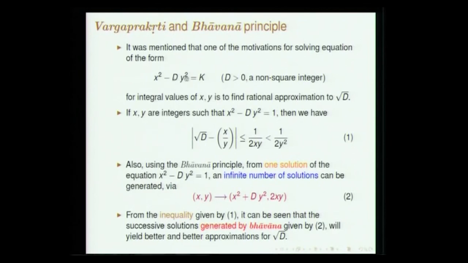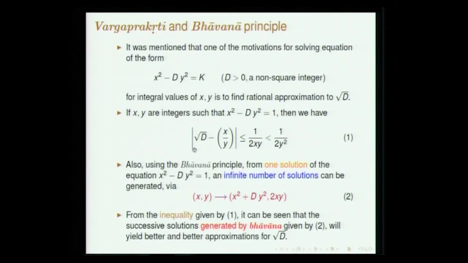So, to recall Varga Prakriti and Bhavana, we have an equation of the form x square minus d y square is equal to k, where d is a non-square number greater than 0, whose root we want to approximate, and k is some integer. The idea behind posing this problem was to find x and y which are integers. It turns out that one of the motivations for solving this could be finding the value of root d.